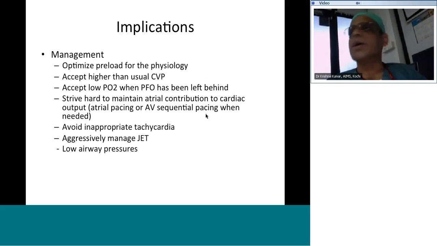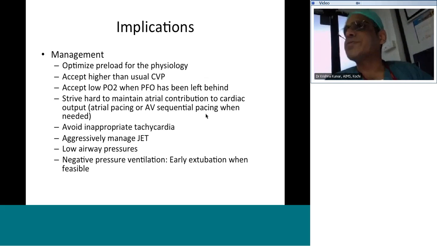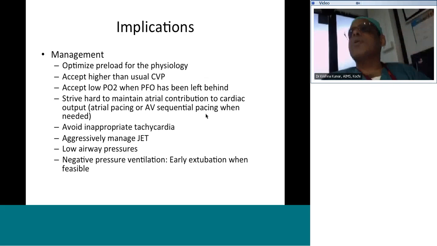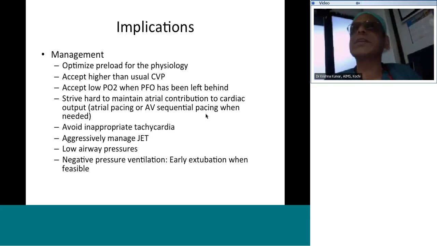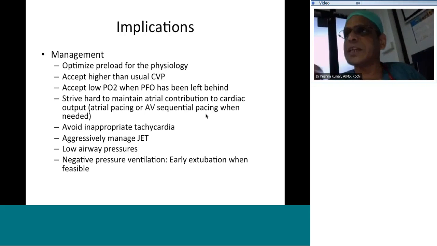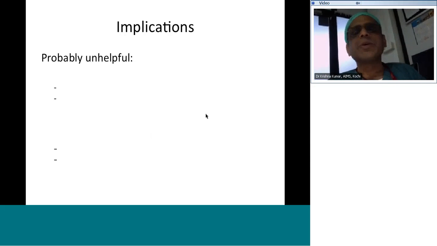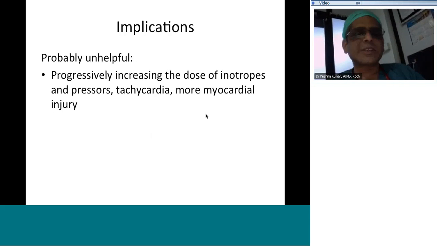Low airway pressures. Even early extubation helps because that will improve filling. If you have positive pressure respiration, it comes in the way of filling of the right ventricle. If you have negative pressure ventilation, it improves right ventricular filling. So we tend to extubate early, and that's a tendency you might have seen even if there is borderline low output state. Unless the patient has really cool extremities, we tend to extubate early. What is unhelpful is progressively increasing the dose of inotropes and pressors and having more tachycardia and myocardial injury. That's not a good idea.